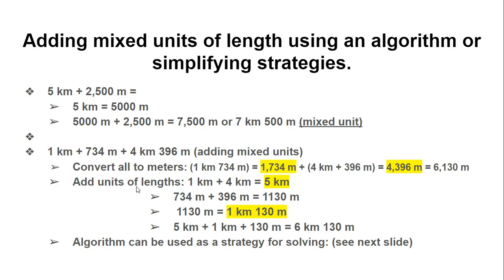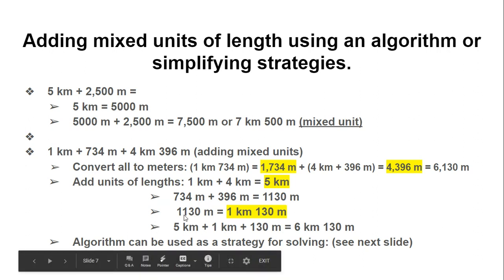We could add just units of length first. So adding my kilometers first, 1 kilometer plus 4 kilometers is 5 kilometers. Then adding my meters, 734 meters plus 396 meters equals 1,130 meters. I'm going to have to convert this though. So 1,130 meters is 1 kilometer, 130 meters. Then adding all of my units together. So 5 kilometers plus 1 kilometer plus 130 meters is 6 kilometers, 130 meters.